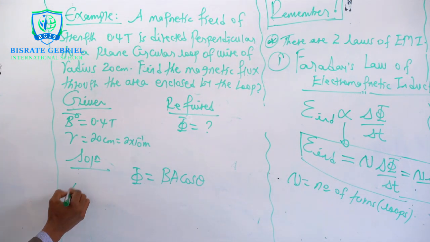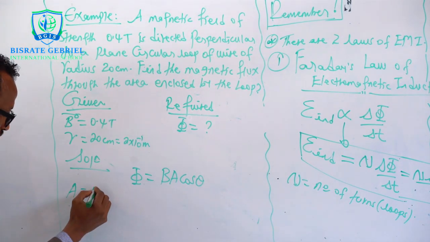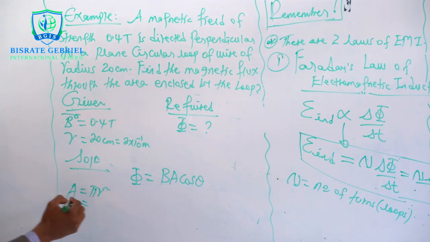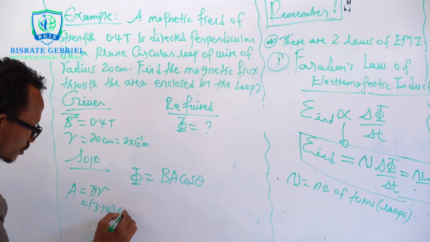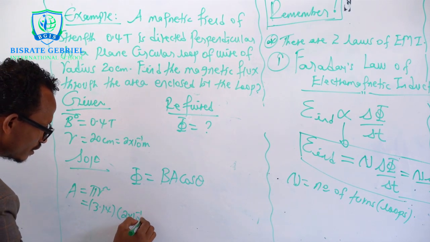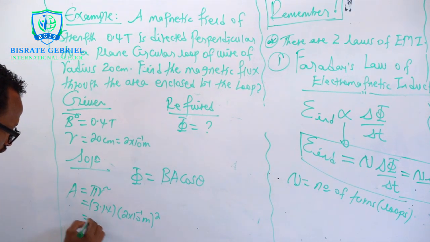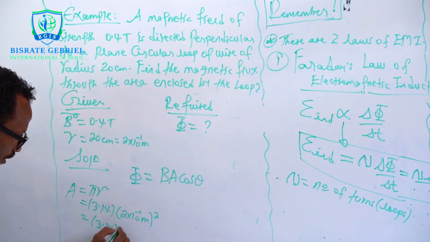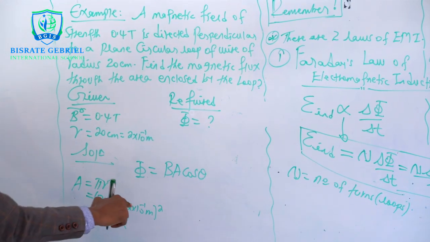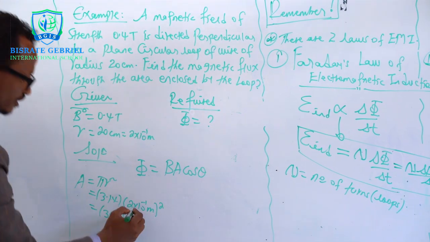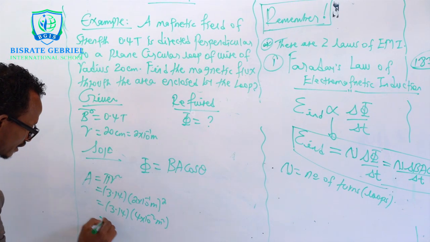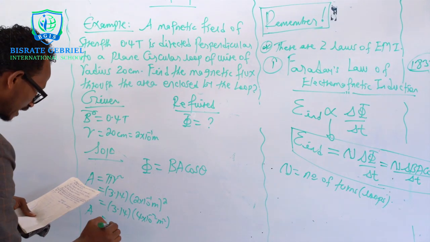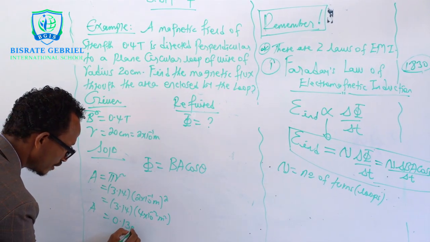The area of the given loop of wire is pi r squared. Using pi as 3.14 times the radius, 2 times 10 to the power of minus 1, the whole square, we square 2 times 10 to the power of minus 1 and get 4 times 10 to the power of minus 2 meter squared. When we multiply this, the area becomes 0.13 meter squared.